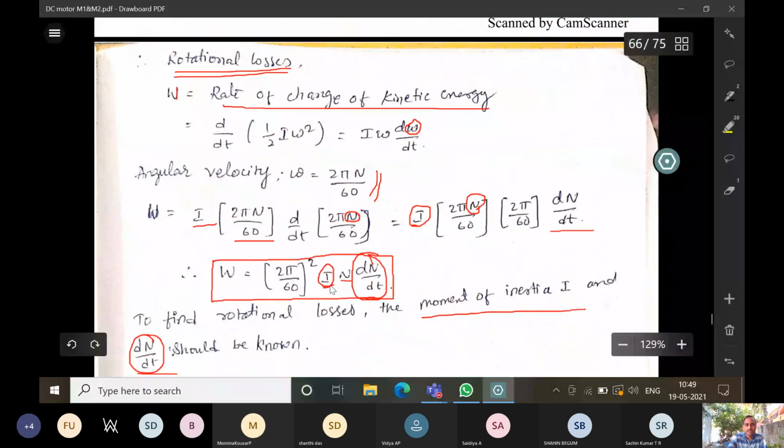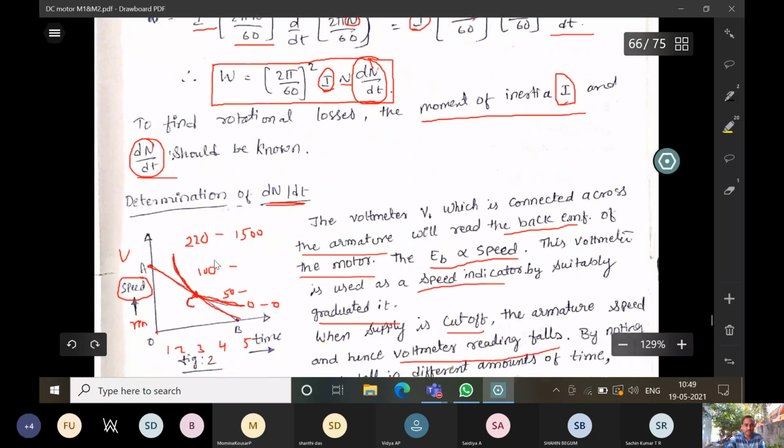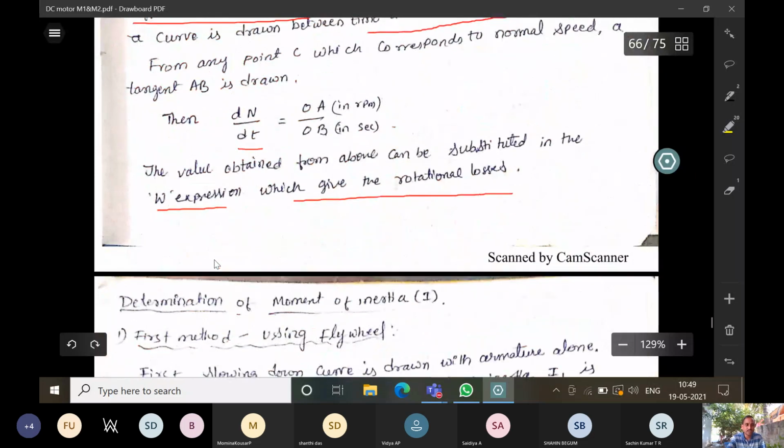In that expression, I and dn by dt are unknown, so find out the I value and dn by dt. Here I is the moment of inertia, not current. I is taken as moment of inertia, and dn by dt is the change in speed. The change in speed is calculated now.